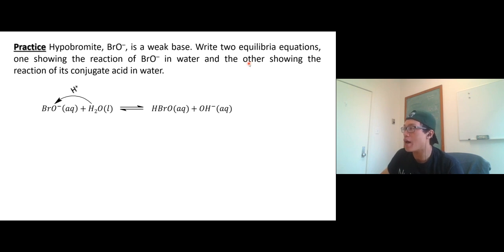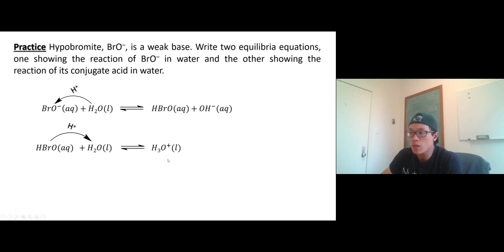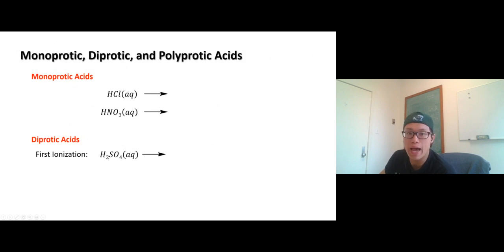Now the second reaction, the other showing the reaction of its conjugate acid. So the conjugate acid of hypobromite is hypobromous acid in water. So this guy reacts with water as an acid, so it will donate a proton to water and go back to become hypobromite and a proton. All right. Let's move on to monoprotic, diprotic, and poly.